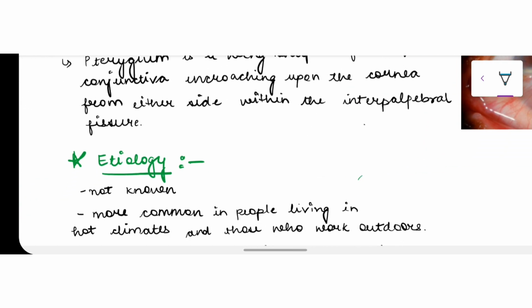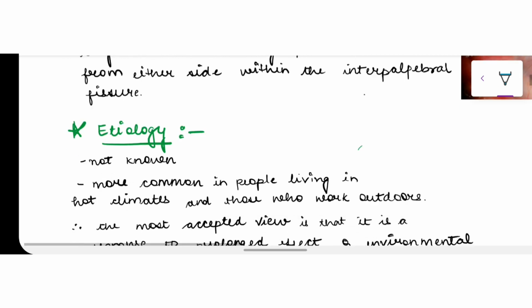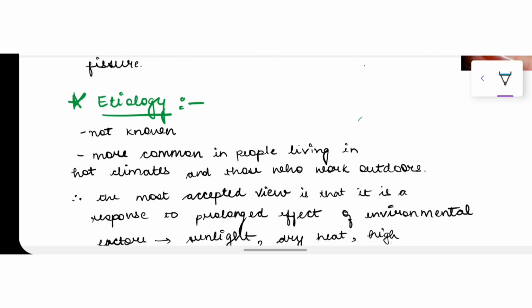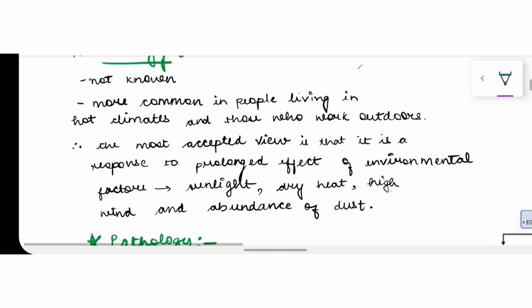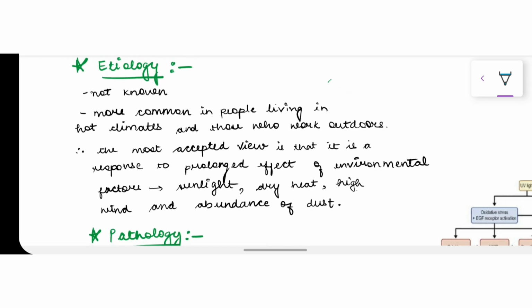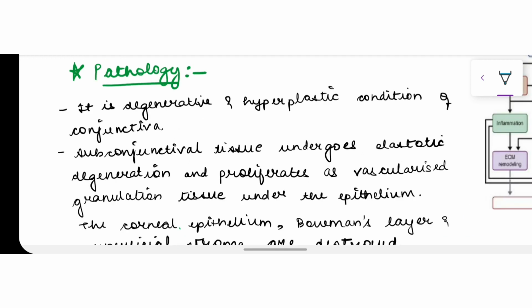Now what is the cause of pterygium? How does it occur? The exact etiology is not known, but many people say that it occurs in people living more in hot climates and working outdoors. This is due to various environmental factors such as sunlight, dry heat, high wind, and abundance of dust. Now let's see what exactly occurs due to those conditions.